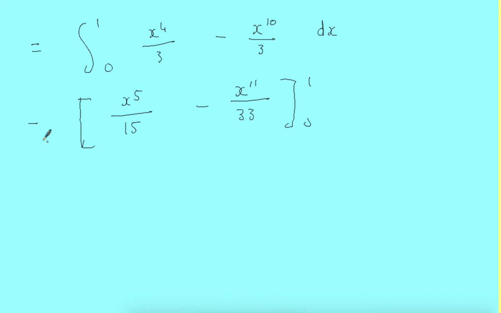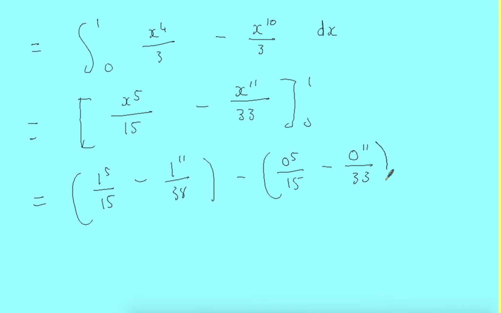Right, so that's going to give me 1 to the power of 5 over 15, take away 1 to the power of 11 over 33, take away 0 to the power of 5 over 15, take away 0 to the power of 11 over 33. As usual, you can just write 0 here because you knew the answer is going to be 0. And if I type that into my calculator, I get 2 over 55, I think. 2 over 55 units cubed. Okay, so you're given your region of integration, and that's what we have to do.